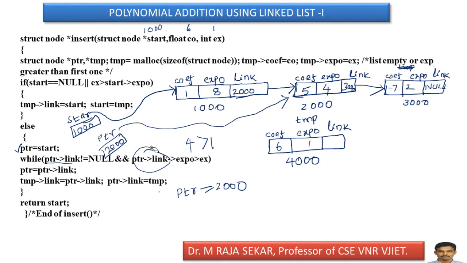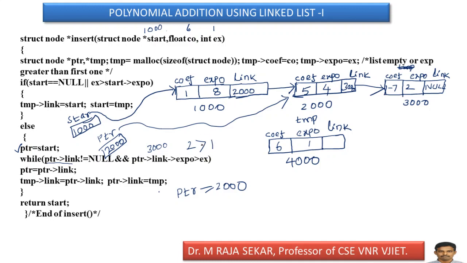Let me remove this. Remove this also. Now just we will try to understand. What is my PTR? 2000. What is 2000 link? 3000. Here I must write 3000. 3000 exponent is 2. 3000 exponent is 2, is greater than EX. What is my EX value? 1. 2 is greater than 1.